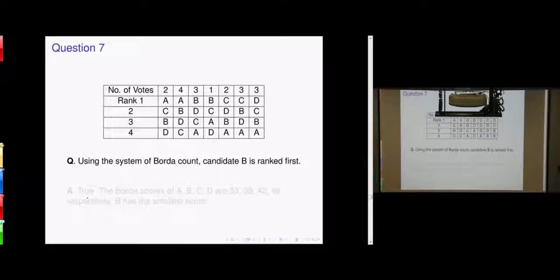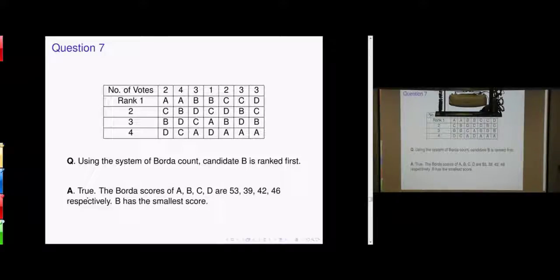So, using the Borda count system, candidate B is ranked first. So what is Borda count? You assign scores to A, B, C, D. If they get rank 1, they get 1 point. If they get rank 2, they get 2 points, and so on and so forth. You add the scores. The candidate who gets the least score is the winner. So remember the system.